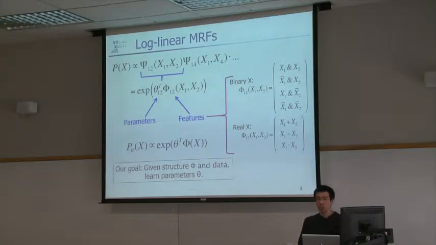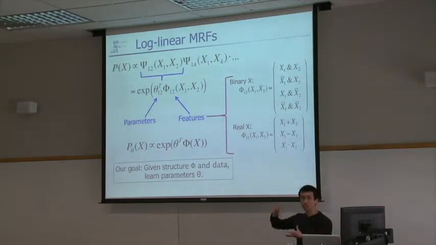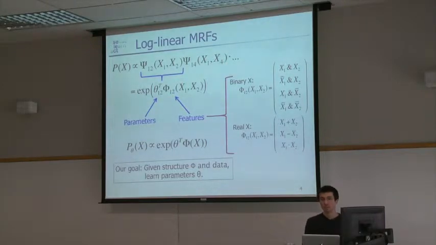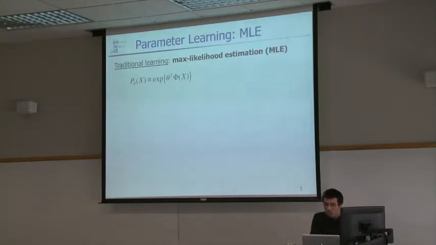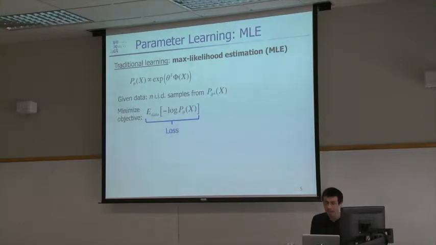And our goal is, given the structure phi, if you recall, these features implicitly encode the independence structure among your random variables, and a set of data, we want to learn parameters theta. So a very traditional way of doing this learning is maximum likelihood estimation, or MLE. So if you recall, our distribution is proportional to this exponentiated value. And our setting is we're given a set of n independently and identically distributed samples, IID samples, from a target distribution, P theta star, where that star in the theta indicates that that's the true distribution or some target distribution you want to learn from.